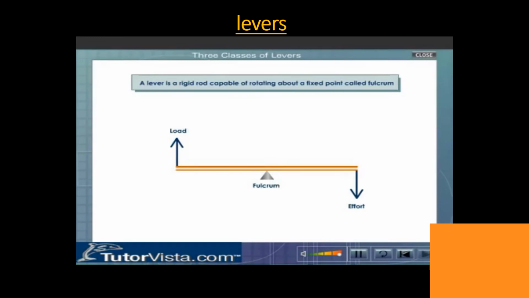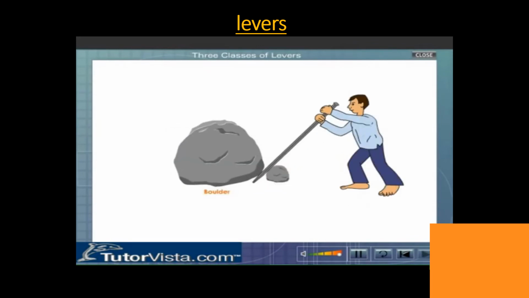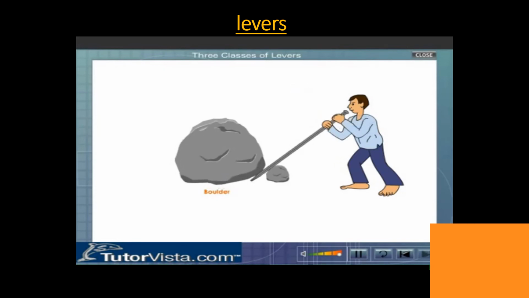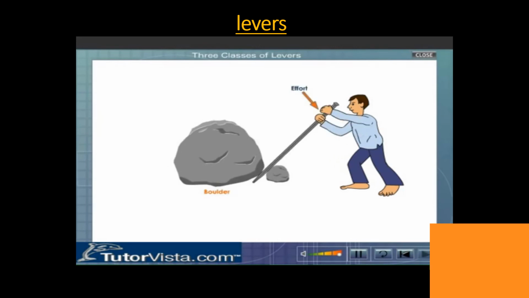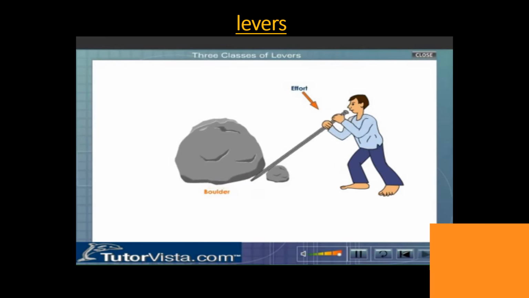Levers are classified into 3 kinds on the basis of the relative positions of effort, load and fulcrum. To understand the meaning of the effort, load and fulcrum, let us view the example of a boy moving a boulder using a crowbar. The force that he applies on the crowbar is called the effort. The weight, in this case the boulder that is being pushed, is called the load. The point at which the crowbar is pivoted is called the fulcrum.